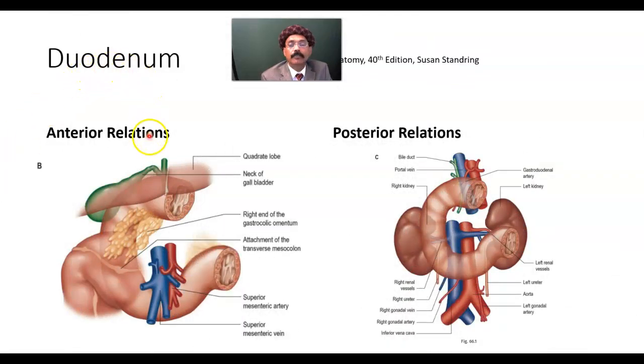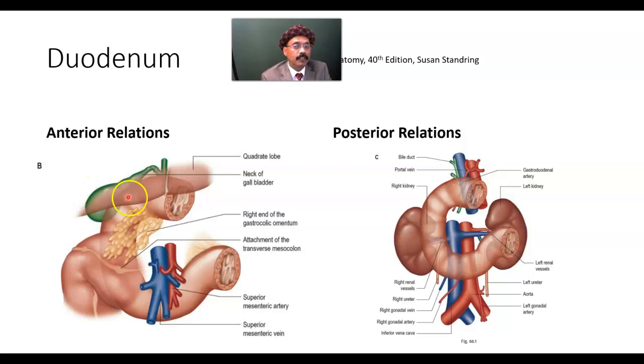Anterior relationship here, we are seeing the gallbladder here. Here is the blood vessel, superior mesenteric vein, and superior mesenteric artery, which passes anterior to the third part of the duodenum. This is the first part, or superior part. This is the descending part or second part. This is the third part, and this is the fourth part. So the superior mesenteric vein and artery pass over the third part of the duodenum.